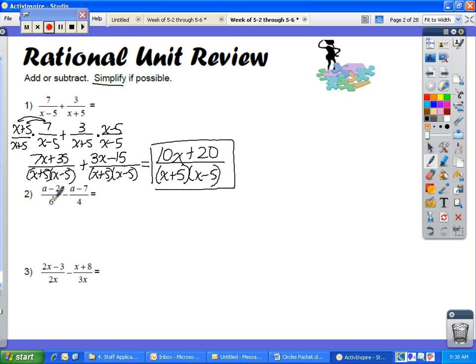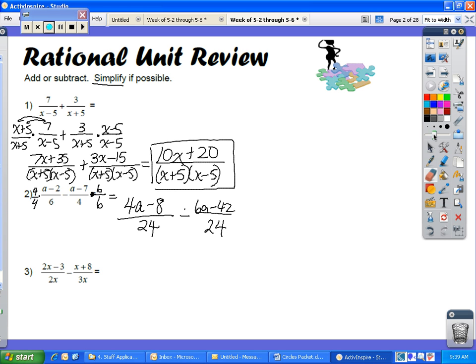For number 2, again, you want to multiply by the opposite denominator, so 4 over 4, you're going to multiply the first fraction, and 6 over 6 is what you're going to multiply the second fraction by. You distribute that 4, so it's going to be 4a minus 8 over 4 times 6 is 24, minus 6 times a and 6 times 7 is 6a minus 42. And again, same denominator of 24.